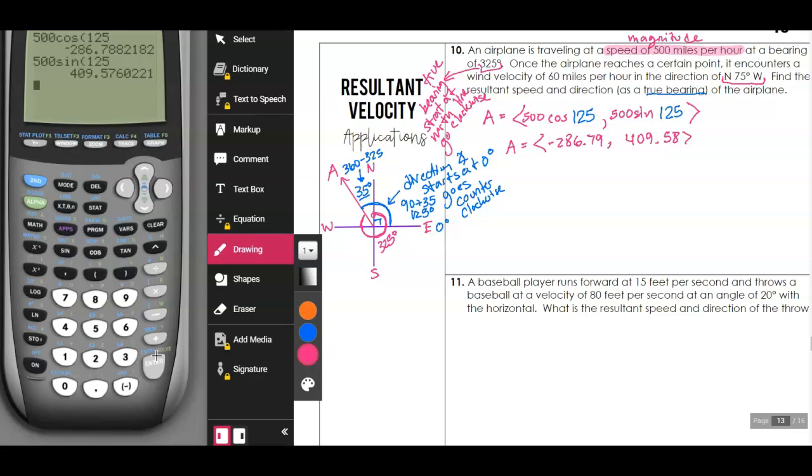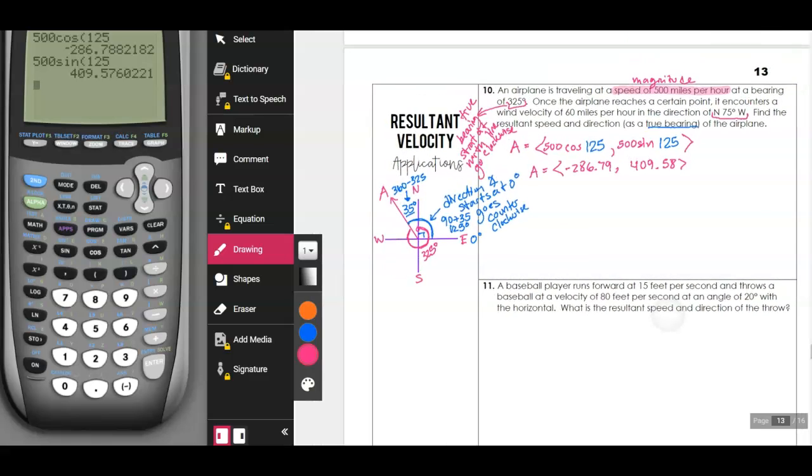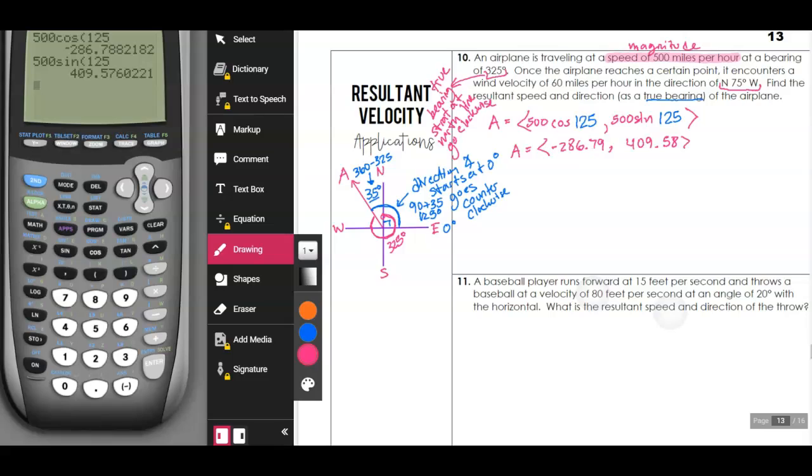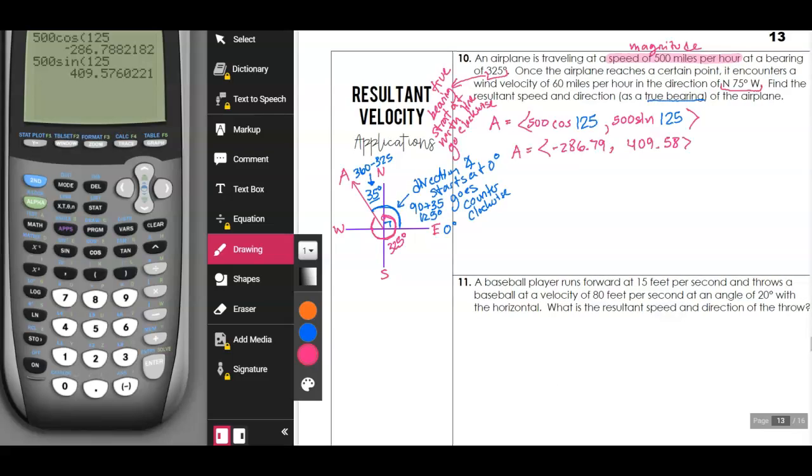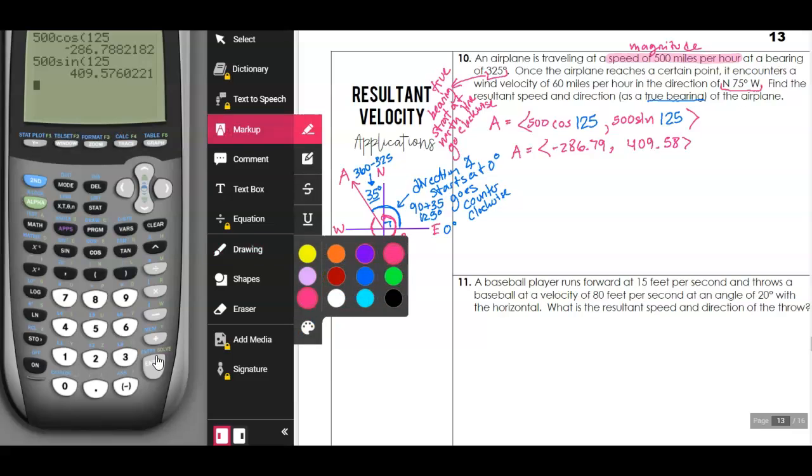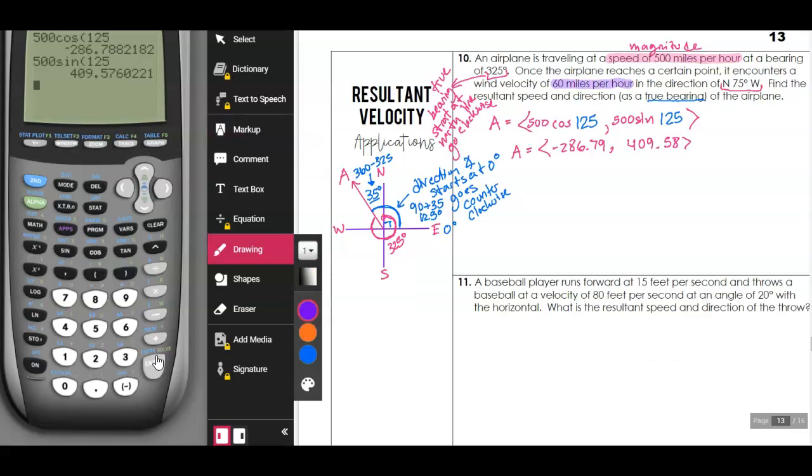Now we need to do the exact same process, but for the second vector here, which we're going to call B. It says it encounters a wind velocity of 60 miles per hour. So that's our second magnitude there. So this right here is our second magnitude. And in direction of north 75 degrees west.